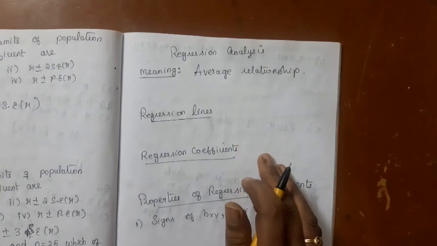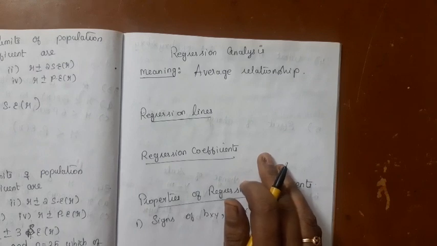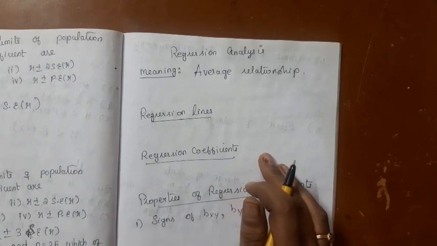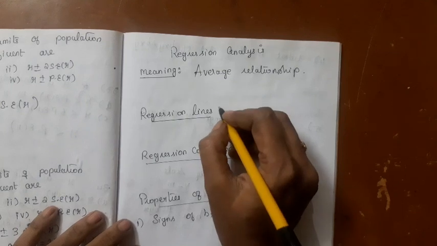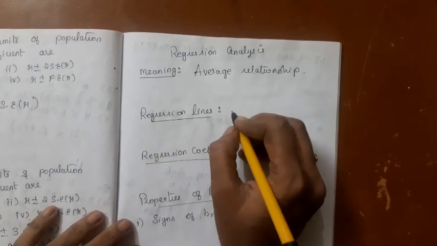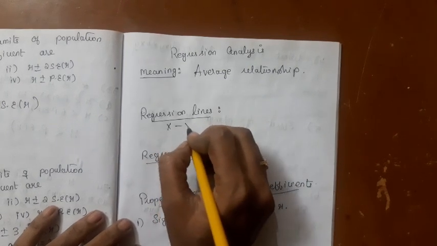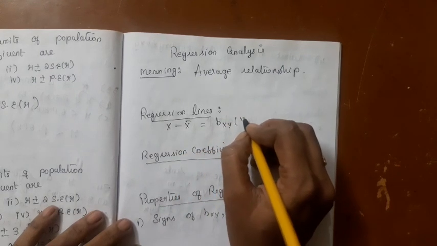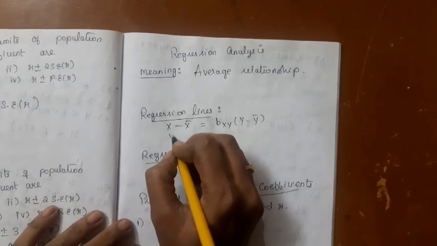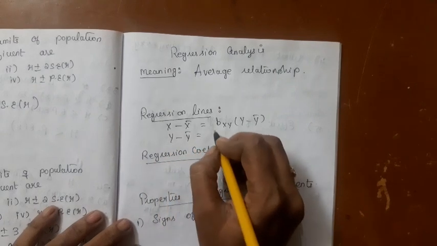If we know that there is sufficient correlation between two variables, we may be interested in estimating the value of one variable when the value of the other is known, and that is done using regression lines. There are two regression lines if you are dealing with two variables. The one is the regression line of x on y, and the second one is the regression line of y on x.